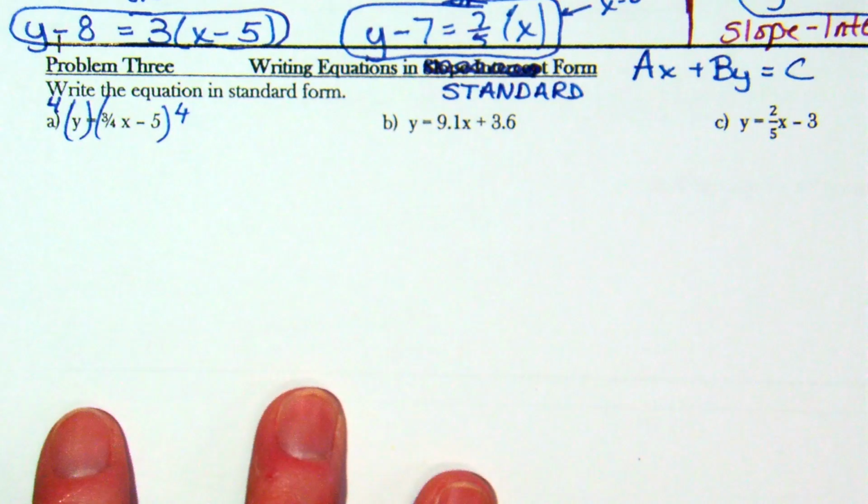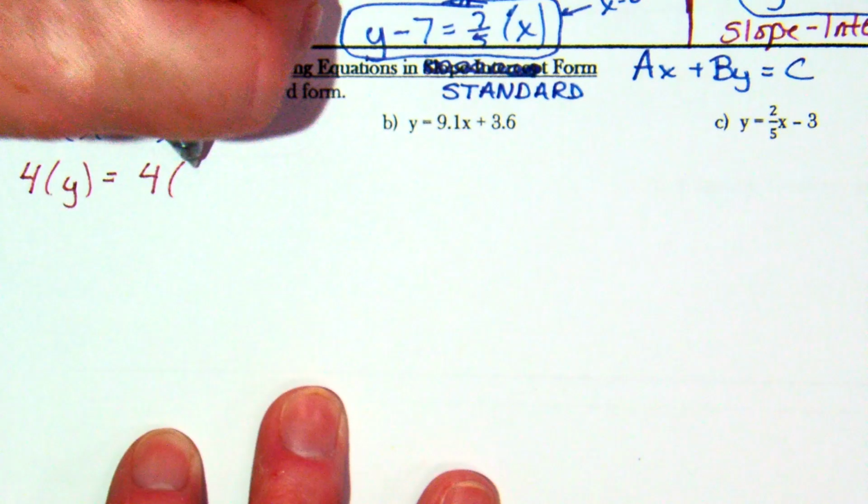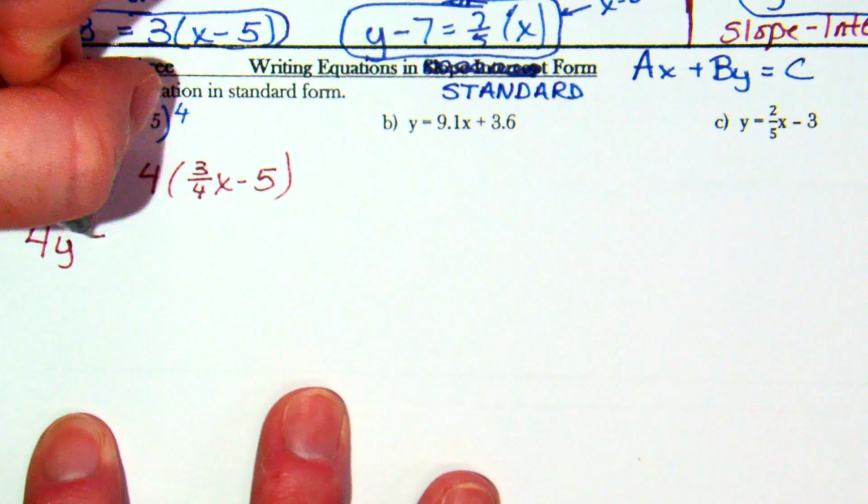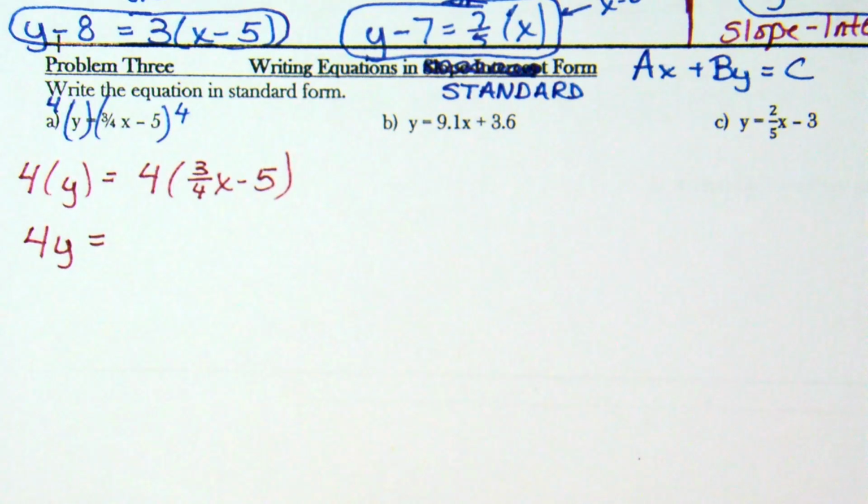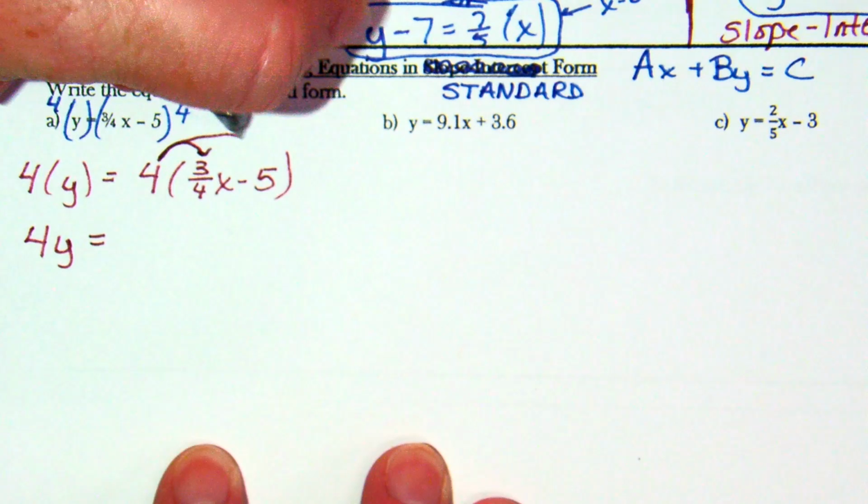So, 4 times 3/4 x. Make it 4 over 1. The 4's cancel. And that's 3x. Minus 4 times 5, 20. Okay, one problem solved. I no longer have a fraction.